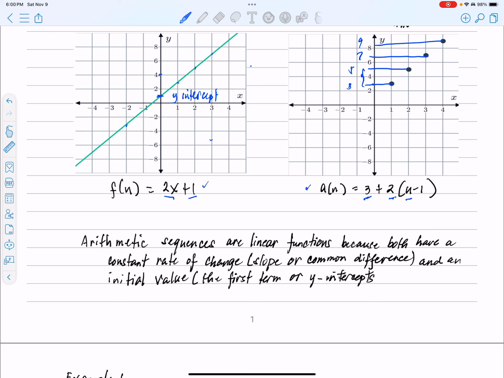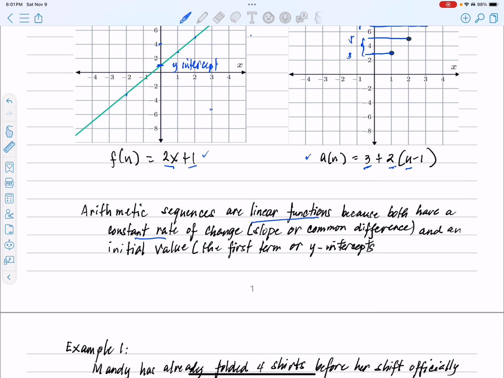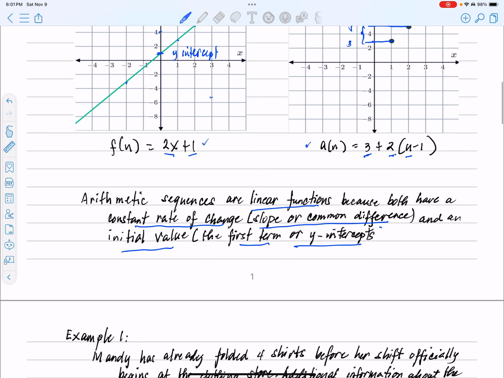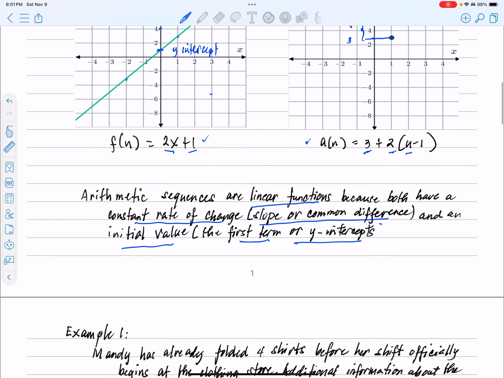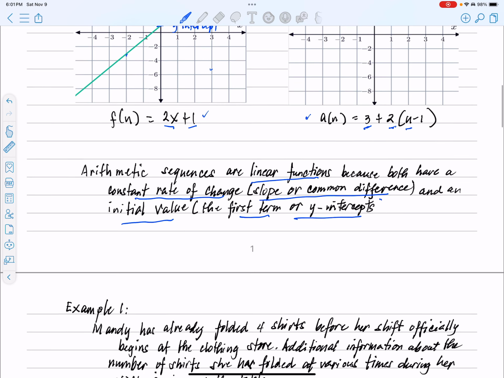Why? Arithmetic sequences are linear functions because both have a constant rate of change, which is the slope and common difference, and an initial value, that is the first term or the y-intercept. That is why there is a similarity of arithmetic sequence and linear function. Let's have an example.